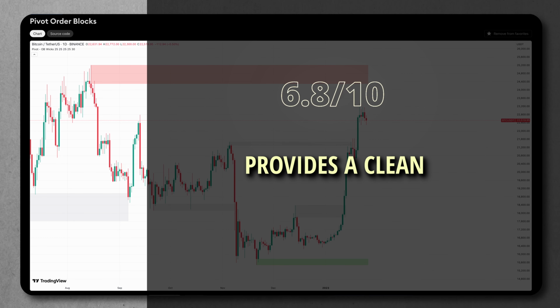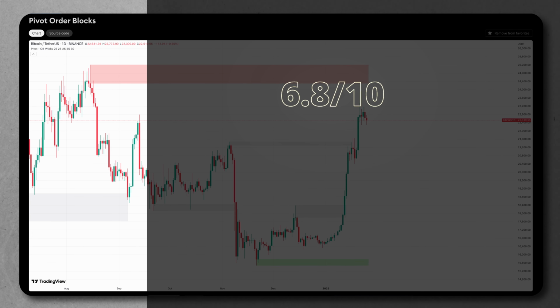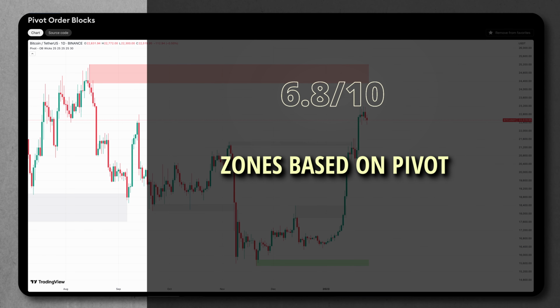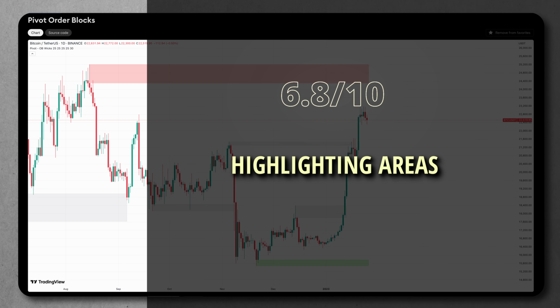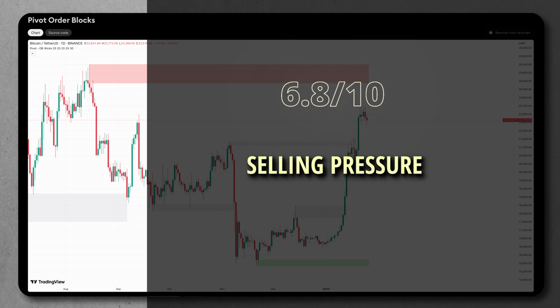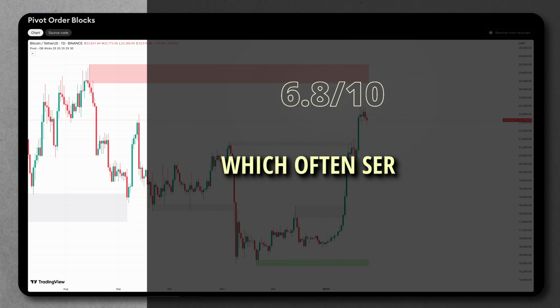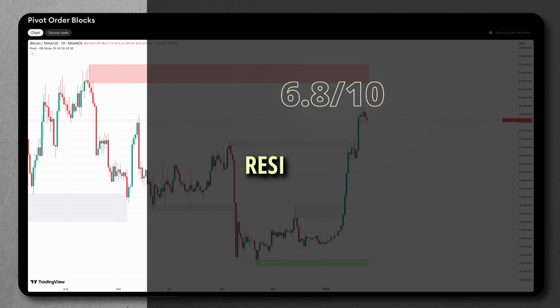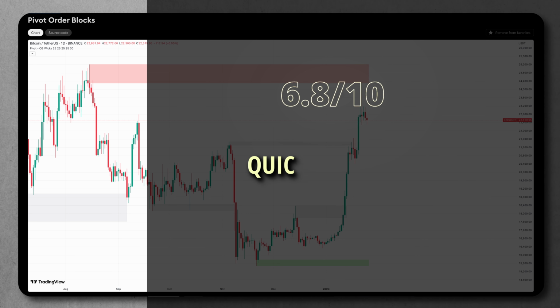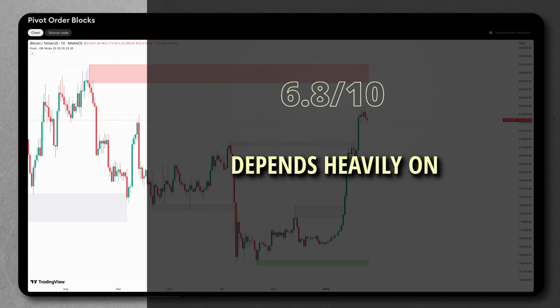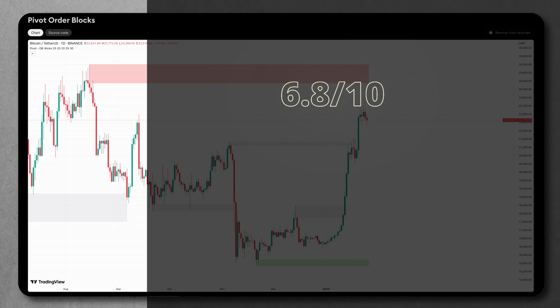The indicator provides a clean, visual approach to identifying potential order zones based on pivot point analysis. Its strength lies in highlighting areas where significant buying or selling pressure previously occurred, which often serve as important support and resistance zones. The automatic tracking and color changes help traders quickly identify active versus tested zones, though the effectiveness depends heavily on appropriate pivot settings for the specific instrument and time frame being analyzed.